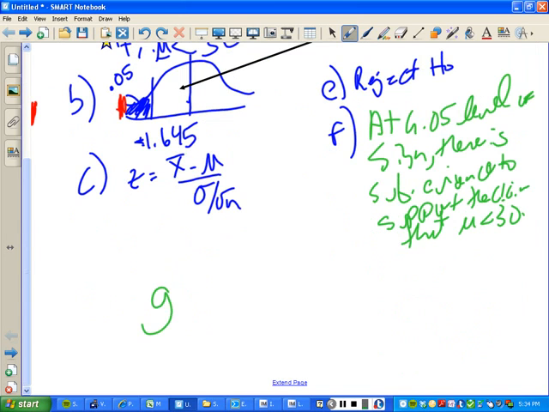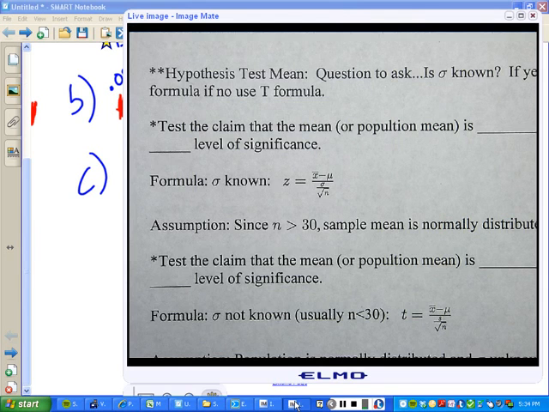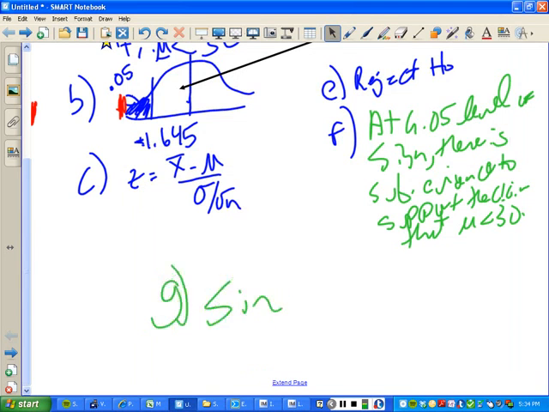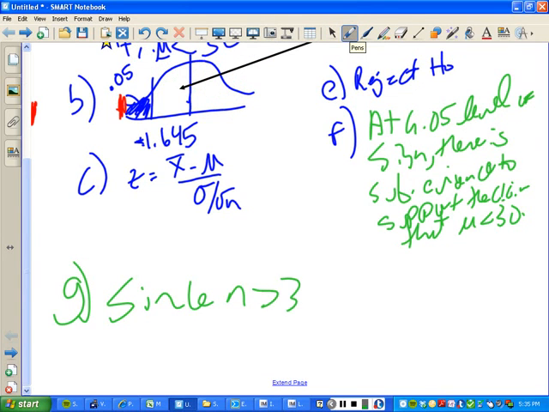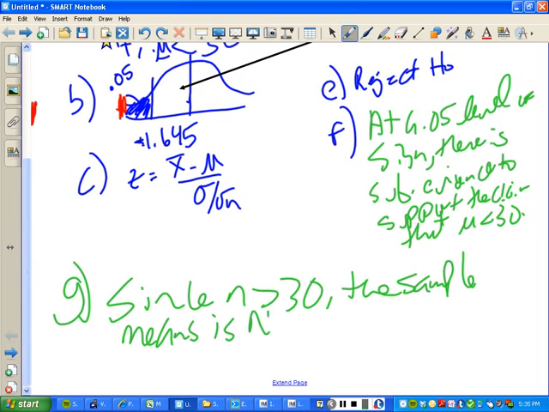Part G. You'll see it on your sheet of paper. Since n is greater than 30, the sample mean is normally distributed.